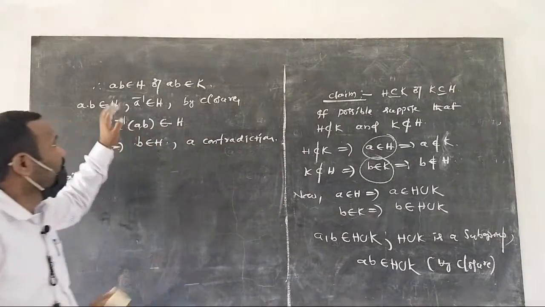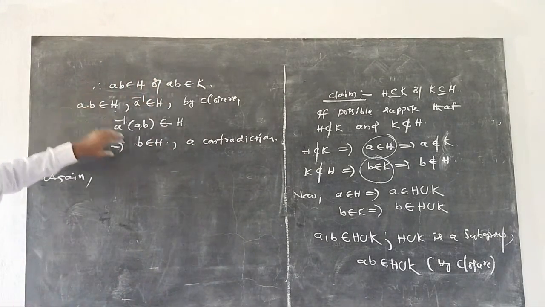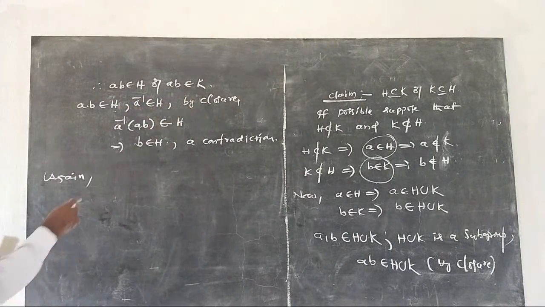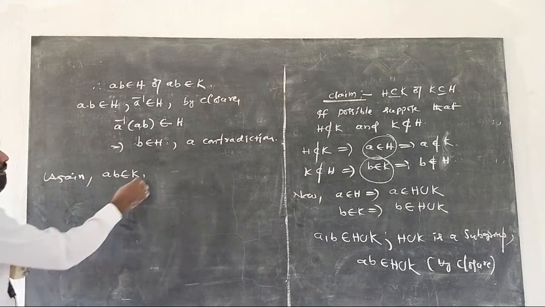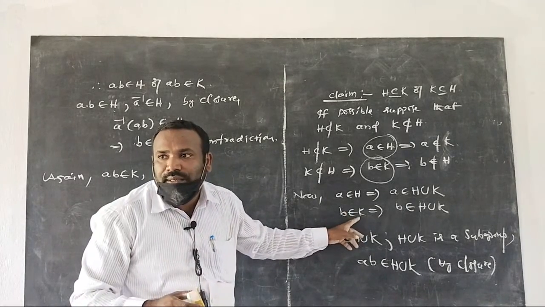AB అనేది H లో ఉండొచ్చు, K లో ఉండొచ్చు. H లో ఉన్నప్పుడు తీసుకుంటే కాంట్రడిక్షన్ వచ్చింది. AB K లో ఉంటే ఏమవుతుందో చూద్దాం. Let us see what will happen. AB belongs to K. Here B belongs to K.